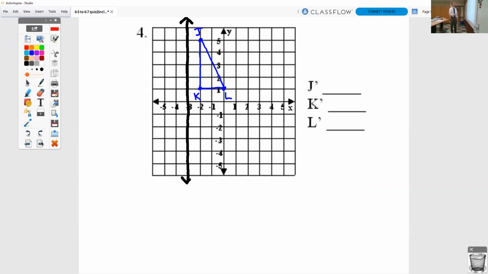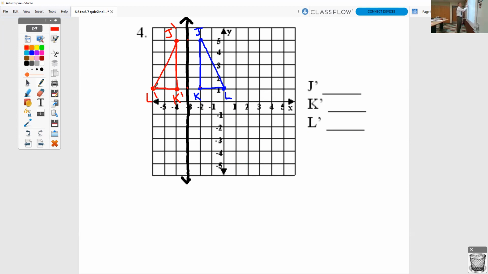In number 4, this time we have a random vertical line. Again, we want to count to the line, how many spaces to the line, and then that same number away. J is 1 place to it, so J prime is 1 place away from it. K is 1 place to it, so K prime is 1 place away from it. L is 1, 2, 3 places to it, 1, 2, 3 places away from it is L prime.